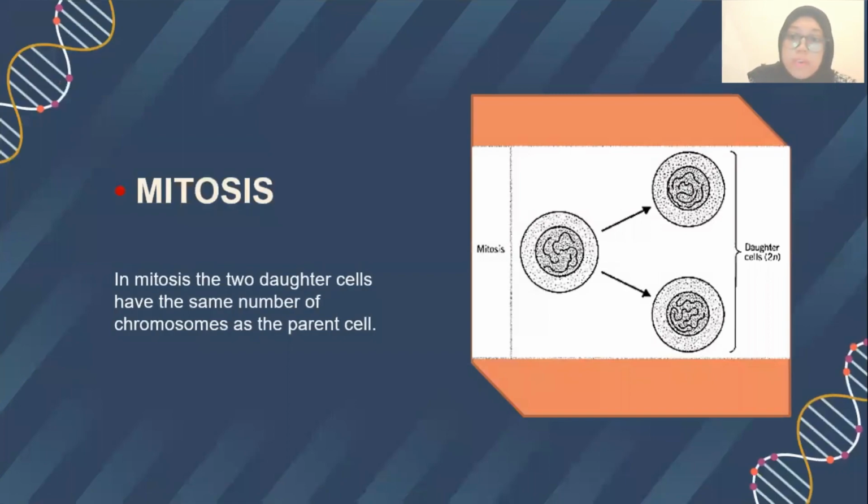Before we talk about mitosis, you must know the meaning of mitosis. Mitosis is the process of cell division in which the chromosomes in the nucleus split into two identical sets of chromosomes. In mitosis, the two daughter cells have the same number of chromosomes as the parent cells.